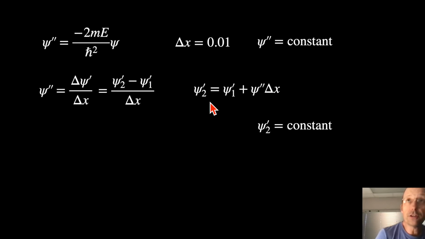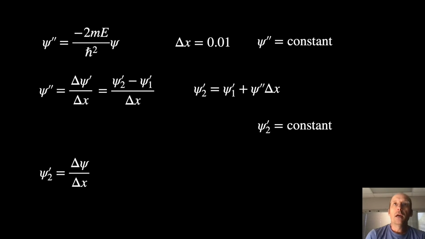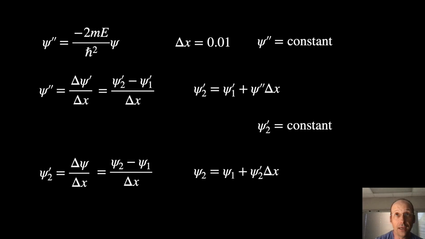And now we're going to assume that psi 2 prime is constant. The derivative at the end is constant. I know, we just changed it. I know that. But we're going to do it anyway. It will be okay. So if psi 2 prime is constant, I can write that as a difference of psi with respect to x, delta psi over delta x. And again, that's psi 2, the wave function at the end of delta x, and psi 1 at the beginning. Again, solve for psi 2, I get that. That's my wave function update method.